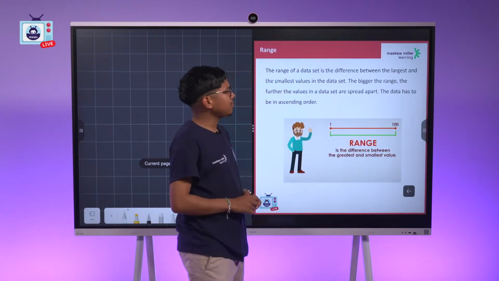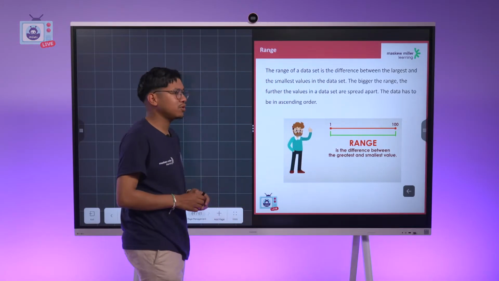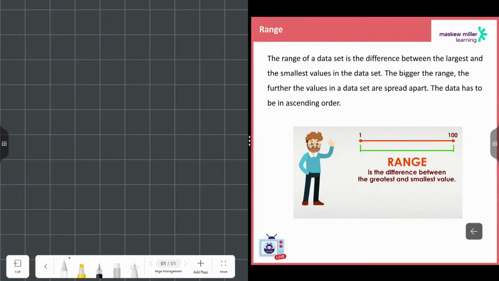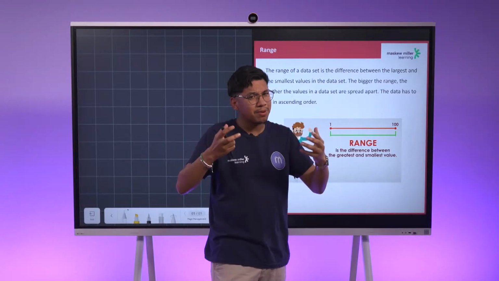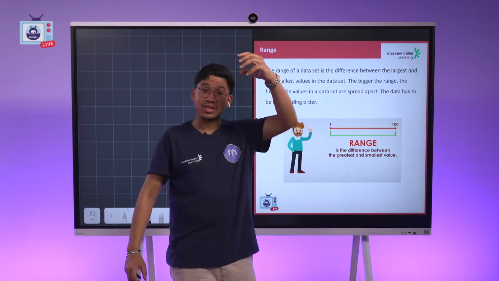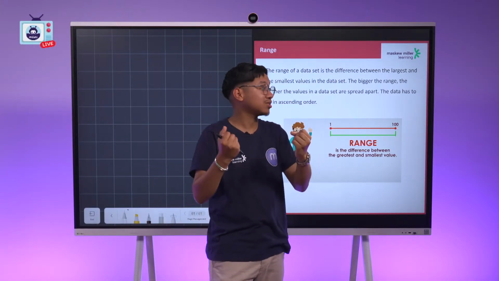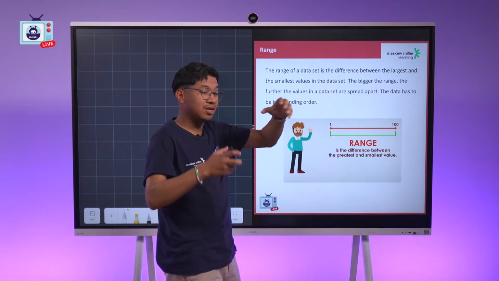Lastly, the last definition I have to know for now is a range. The range of a data set is the difference between the largest and the smallest values in a data set. The bigger the range, the further the values in a data set are spread apart. The data set has to be in ascending order before I can find the range. So very simply put, the range is simply the difference between the biggest number and the smallest number. So it's basically biggest minus smallest.